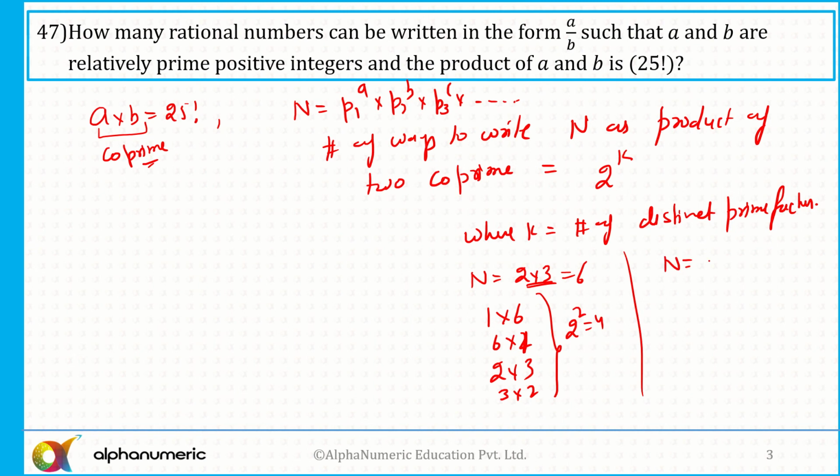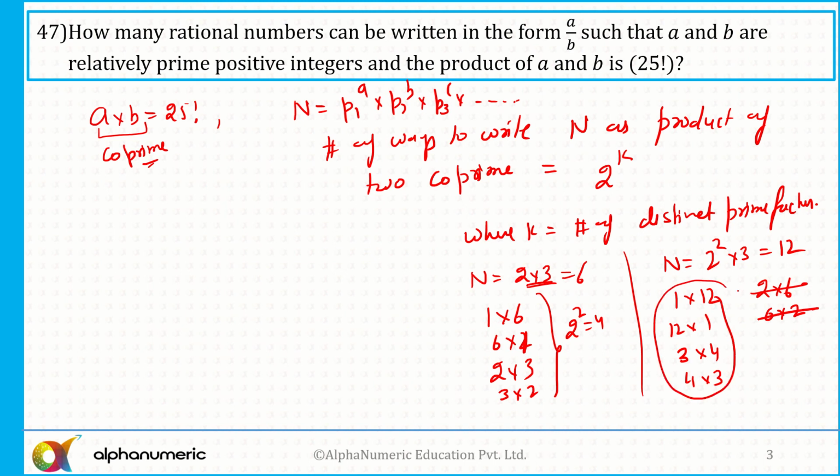Even if I say n is equal to 2 square into 3, which is equal to 12, then 1 into 12, 12 into 1, 3 into 4 and 4 into 3 are exactly the 4 ways. Now remember, 12 can be written as a product of two numbers in a lot of ways, like 2 into 6, 6 into 2, but both numbers must be co-prime, so 2 and 6 will not satisfy. So these are the only 4. As there are two prime factors, 2 and 3, the answer is 2 square, which is equal to 4 here.